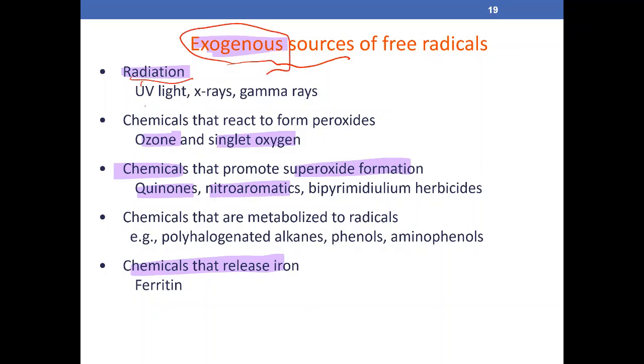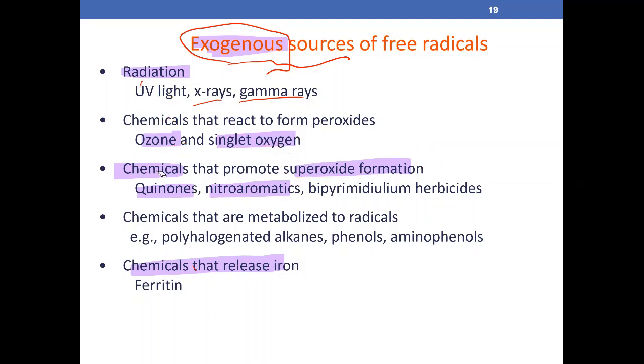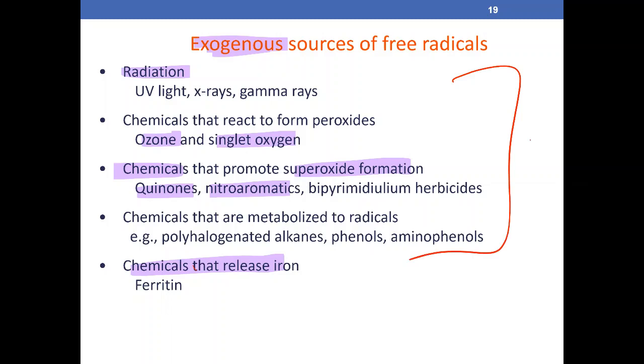Cool. Anyways, here are the sources of exogenous free radicals, exogenous meaning from the outside. It could be from radiation: UV light, X-rays, gamma rays. Just know this. Chemicals, for example ozone, singlet oxygen, chemicals that form peroxide. Again, these are all examples. You don't need to memorize this per se, but just remember that you can form them from the outside. The most important thing to remember is that these are harmful to you from the outside.